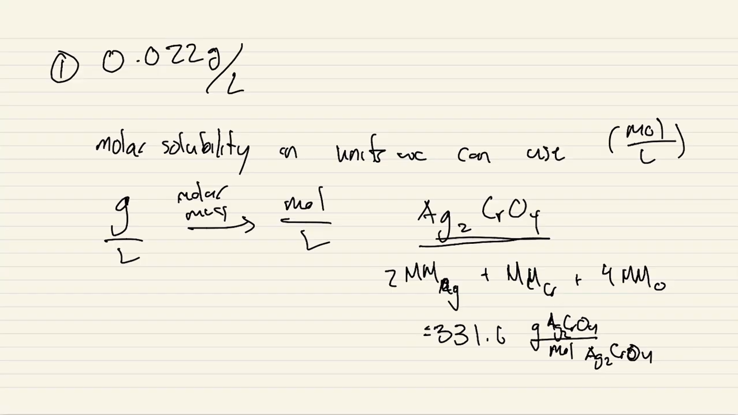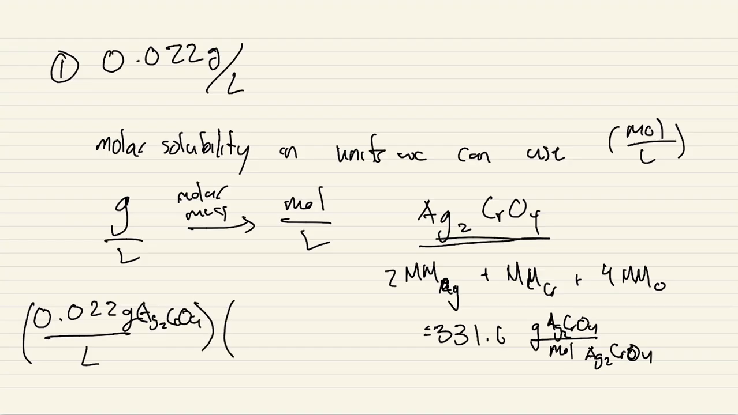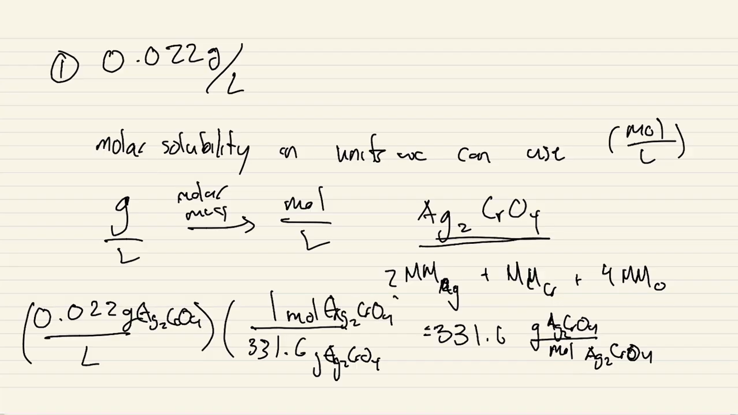Right, and so if we have this value, 0.022 grams per liter, this is silver chromate, we can convert that using the molar mass: 331.6 grams silver chromate per 1 mole silver chromate. This is a long molecular formula to write each time. The units of grams cancel out, and we're left with moles, which is what we want.